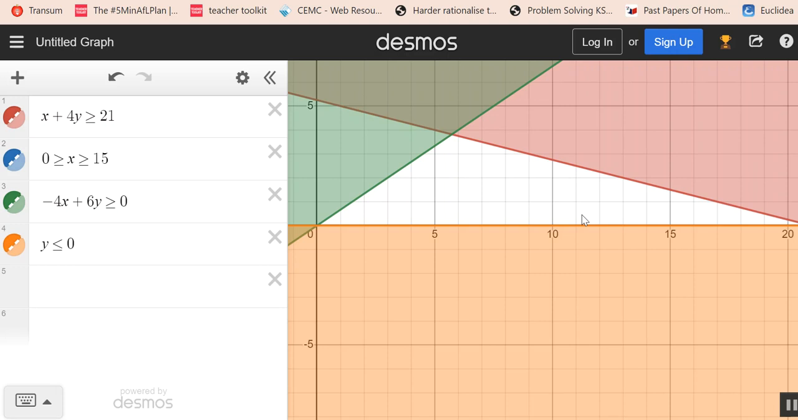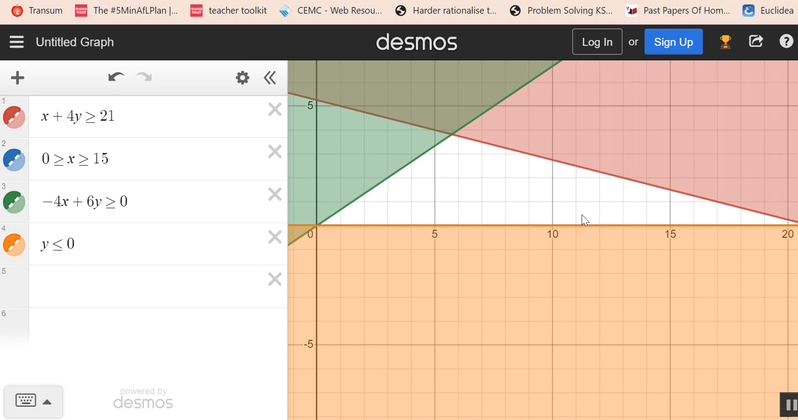Now, what values of x and y am I allowed? Well, all of these are 'and equal to'. So I'm allowed anywhere on the lines as well as inside the region. Is there any limitation, like I'm only allowed whole numbers? Can you read the question? Does it say only allowed integers? No. So I'm allowed anything.